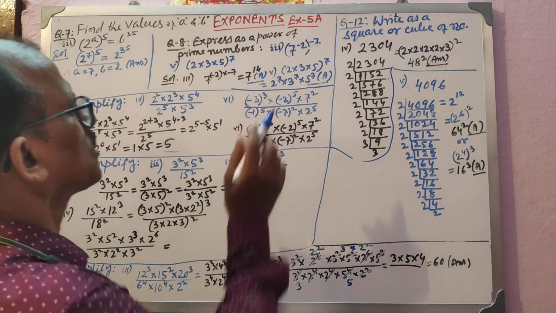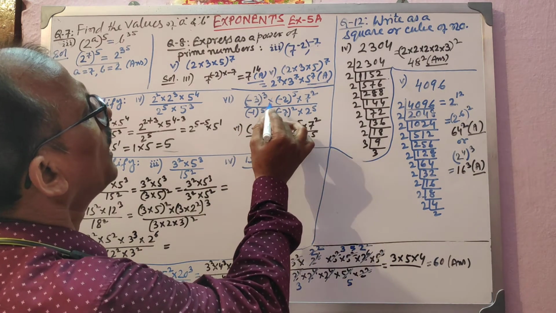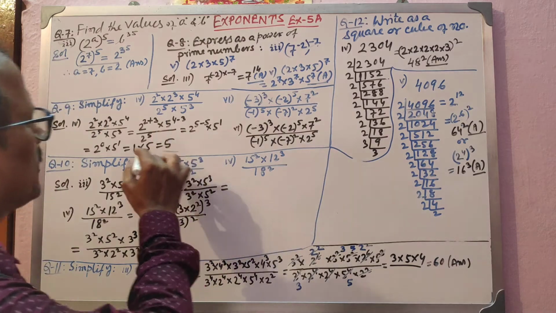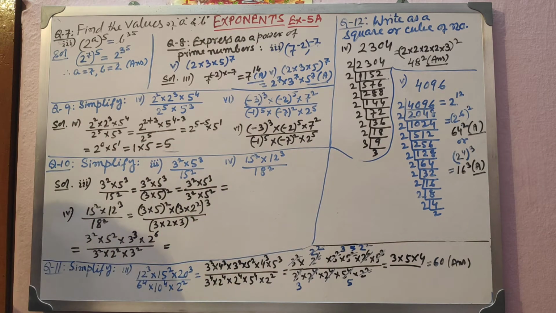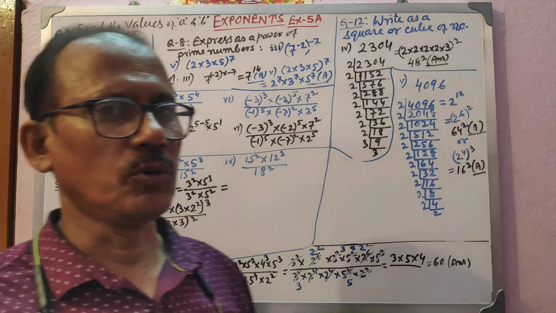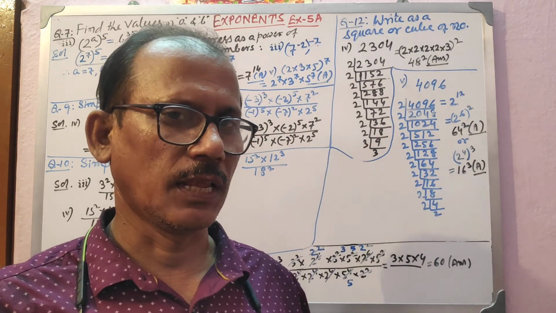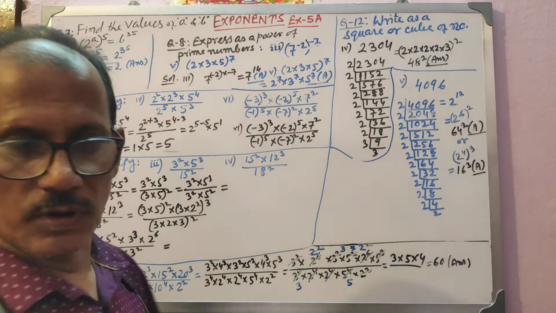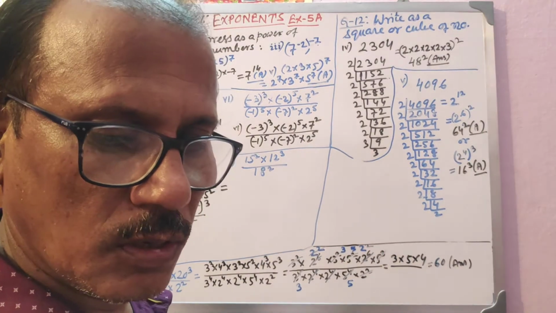Now moving on to the sixth question. 3 cube into 2 to the power 5. I will solve this one in another process by cancelling it. But here I have implemented the law: a to the power m into a to the power n is equal to a to the power m plus n. I will tell you the law once again. Please try to learn it.